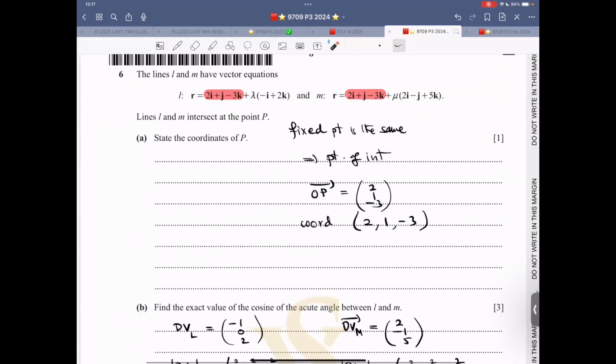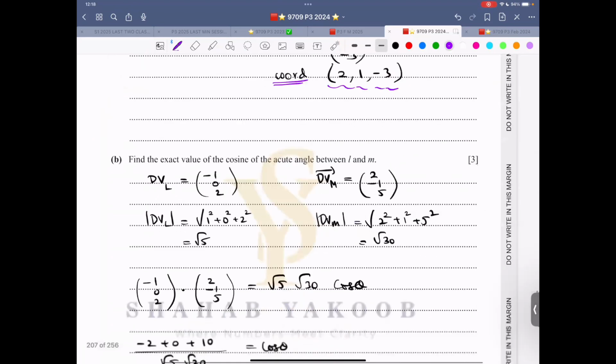Now, first, let's look at these parts. And there is also a very nice third part. The fixed point is the same, common. That is the point of intersection. If they ask for position vector, we write it like this. If they ask for coordinates, we write it like this.